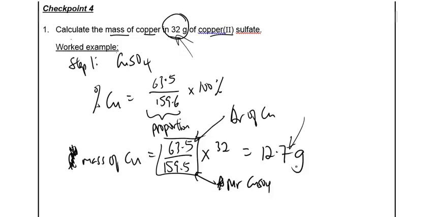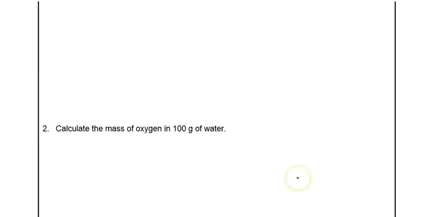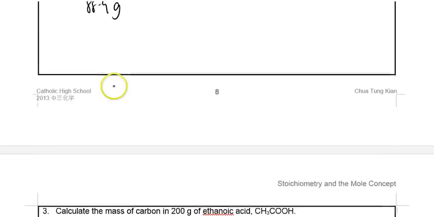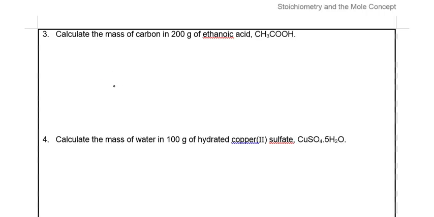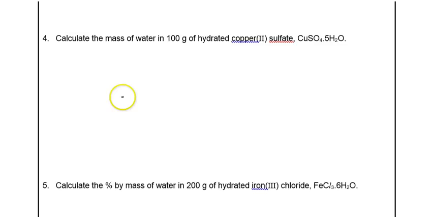Try checkpoint 4 questions 2, 3, 4, 5, 6 yourself. I will go through question number 6. Question number 2, you will get 88.9 grams for oxygen. Question number 3, you should get 80.0 grams for carbon. Question number 4, you should have 36 grams for water.